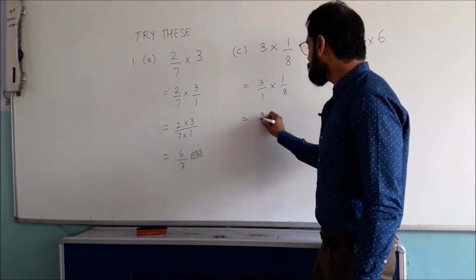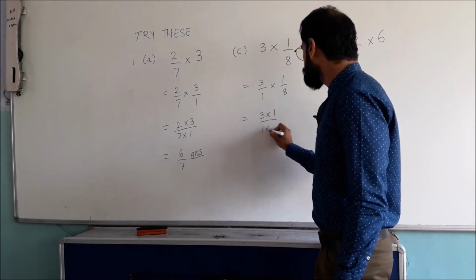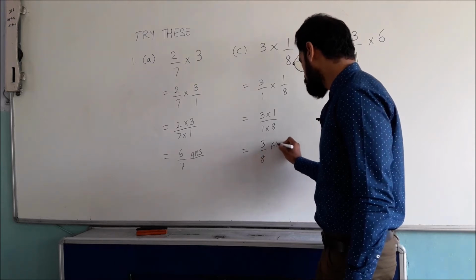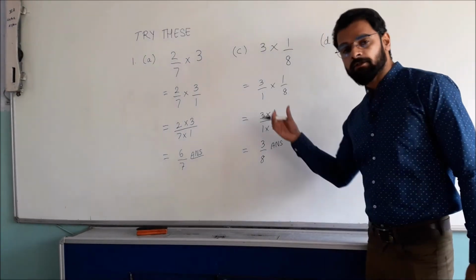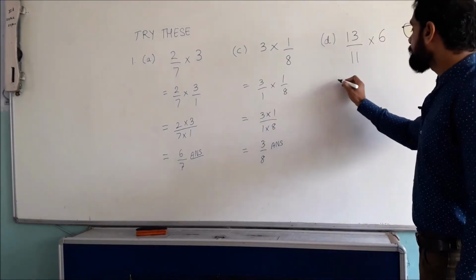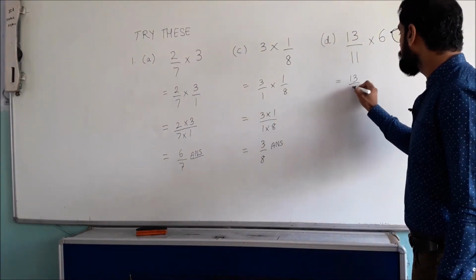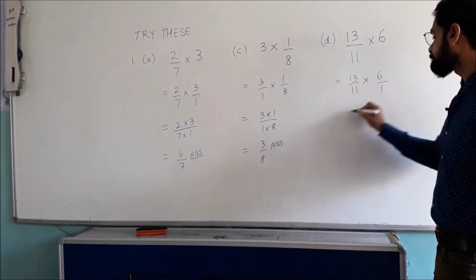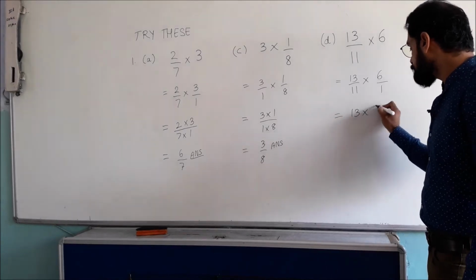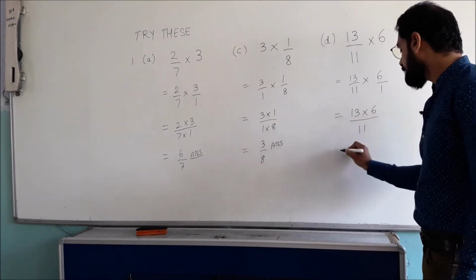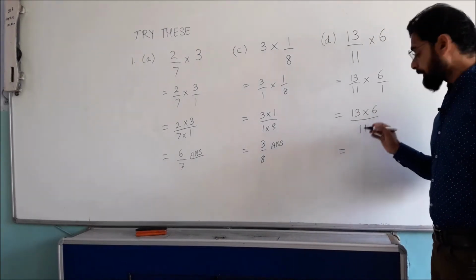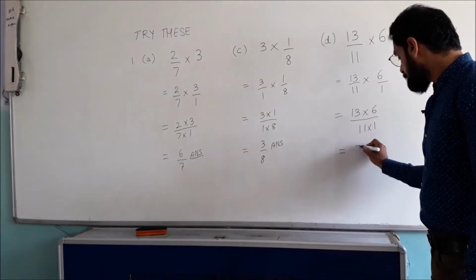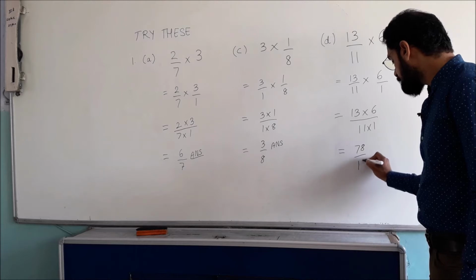Now 3 into 1 over 1 into 8. So this becomes 3/8. Again you can see there is no common factor which can be cancelled. Okay, similarly for its D part, the 6 will be written as 6/1. 13 into 6/11. So again you can see there is no common factor to be cancelled. 13 into 6 is 78, 11 into 1 is 11.